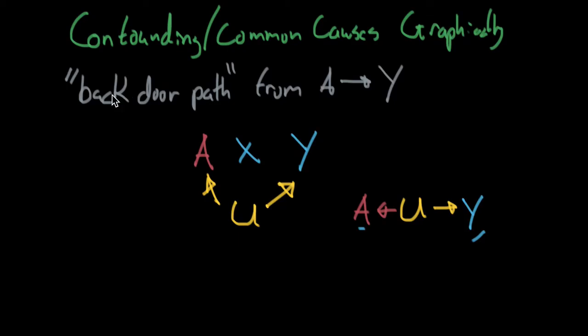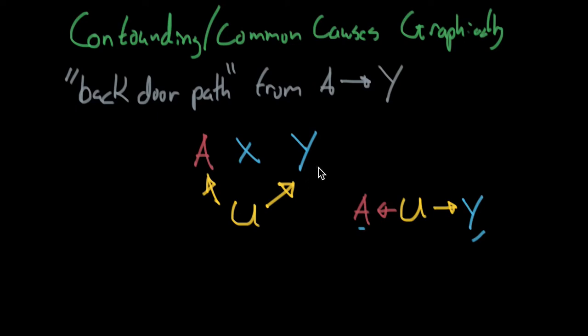Okay, we can call this a backdoor path because there's no direct causal effect in this case going from A to Y. So there's none of that, so I'll take that away. There's no front door path from A to Y, but there is a backdoor path, which is through a common cause. So U causes A and U causes Y.